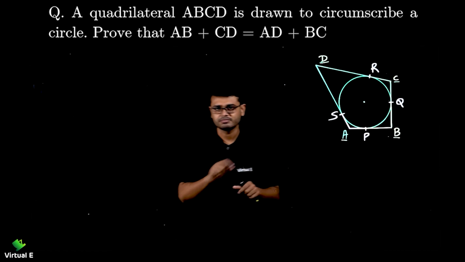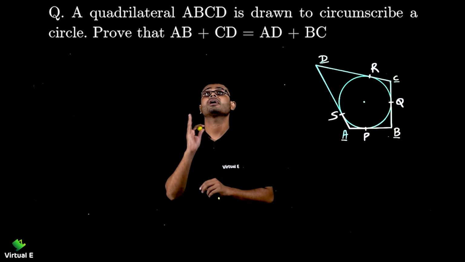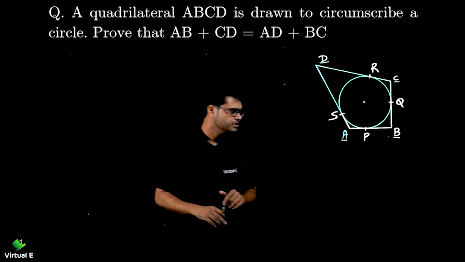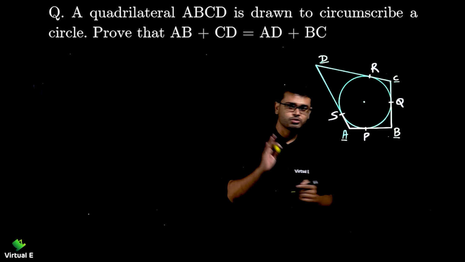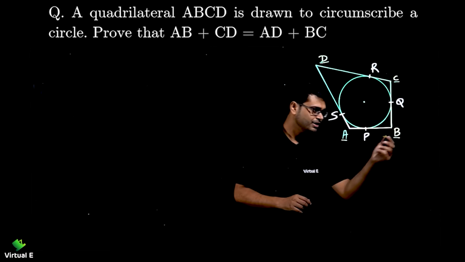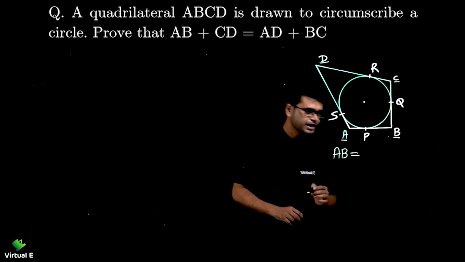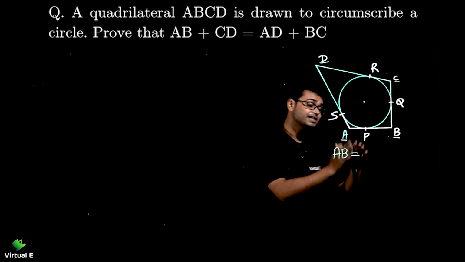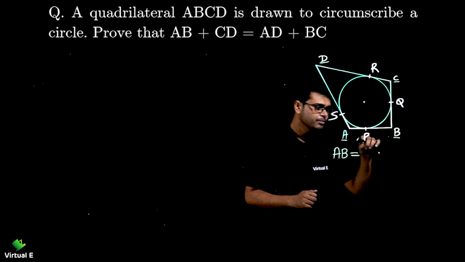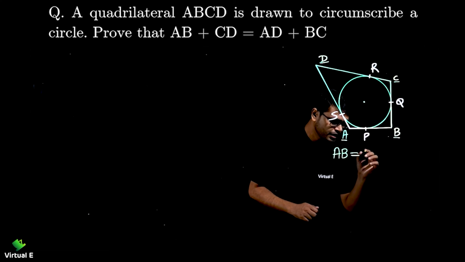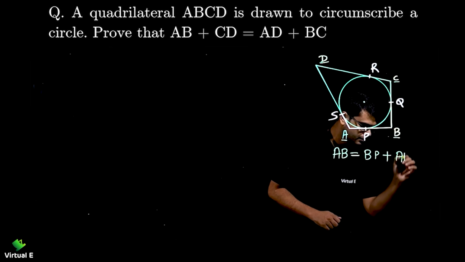We know that, very simple, right? But how to prove this one? AB plus CD is equal to AD plus BC. Okay, so before we find this one, let's write first of all the 4 sides. Why? Now let's write first of all AB. Why am I talking about this? AB, can I express it as a sum of 2 different parts of it, which is PB plus AP, right?